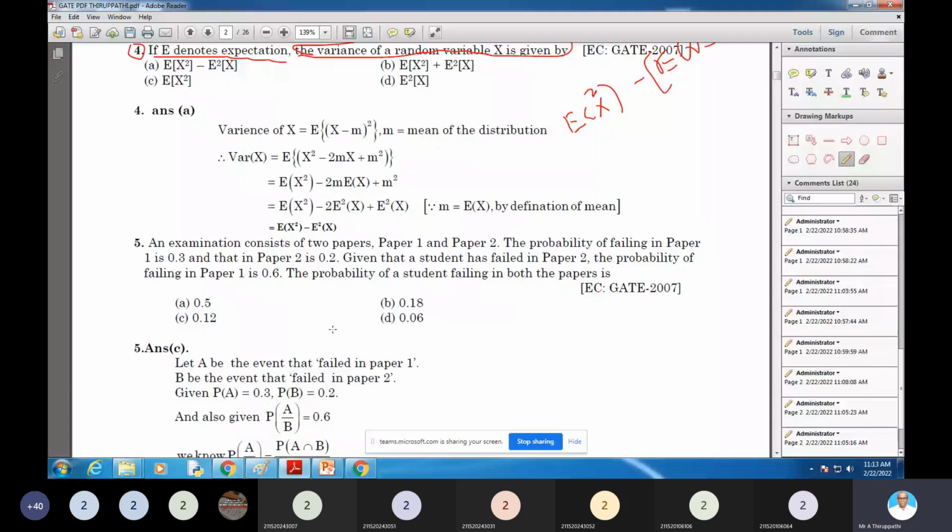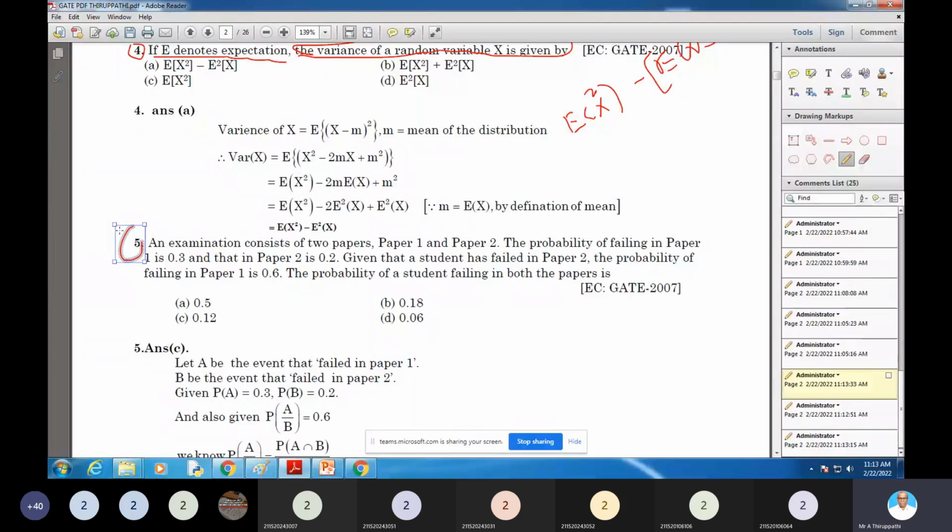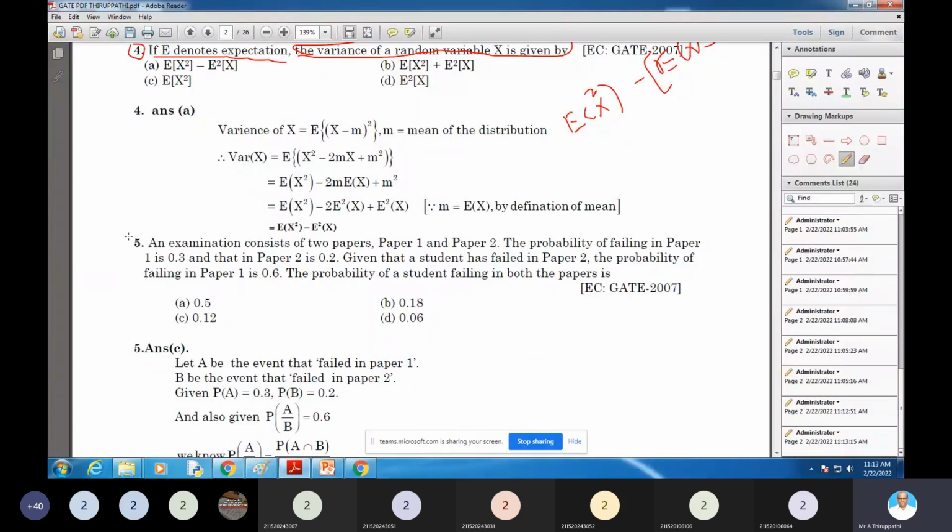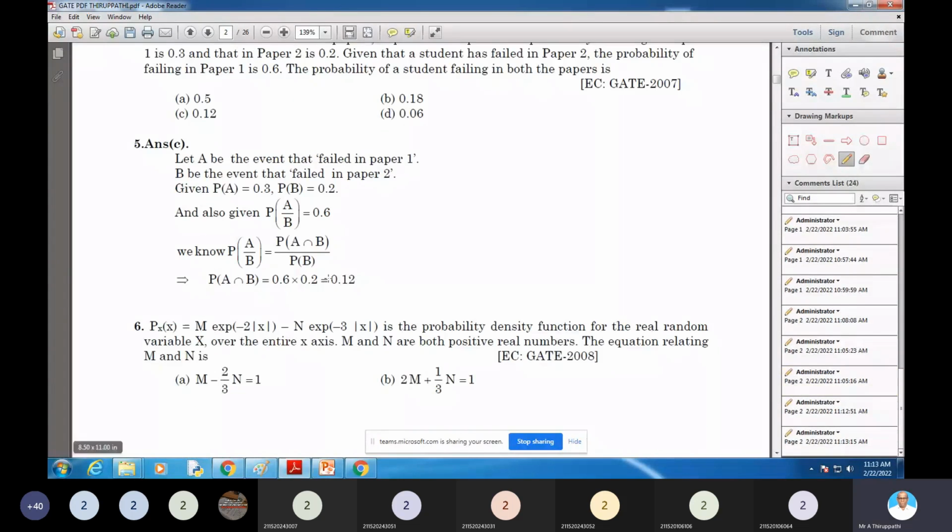Next, come to problem 5. This is also most repeated. An examination consisting of two papers, paper 1 and paper 2. The probability of failing in paper 1 is 0.3. This is the conditional probability. We will discuss the problems later. Conditional probability we will discuss next class.